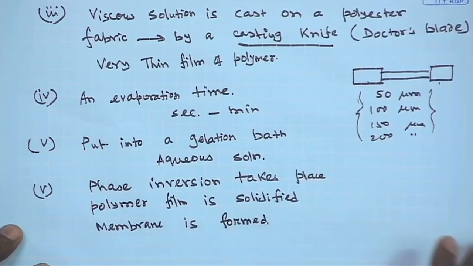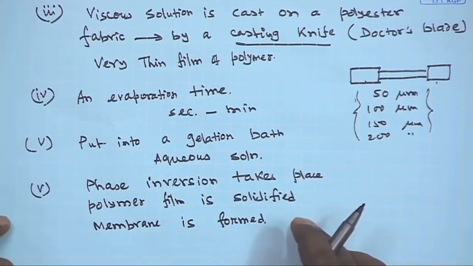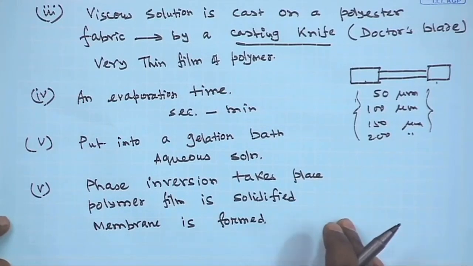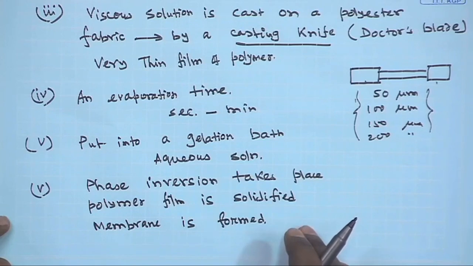There will be an exchange of solvent and non-solvent: solvent from the polymer matrix and non-solvent from the aqueous stream. Because of the concentration gradient, they will immediately exchange. The solvent will come out from the polymer matrix into the gelation bath, and the non-solvent will go into the polymer matrix from the gelation bath. Therefore, whenever the non-solvent gets into the polymer matrix, immediately bigger pores will be formed.